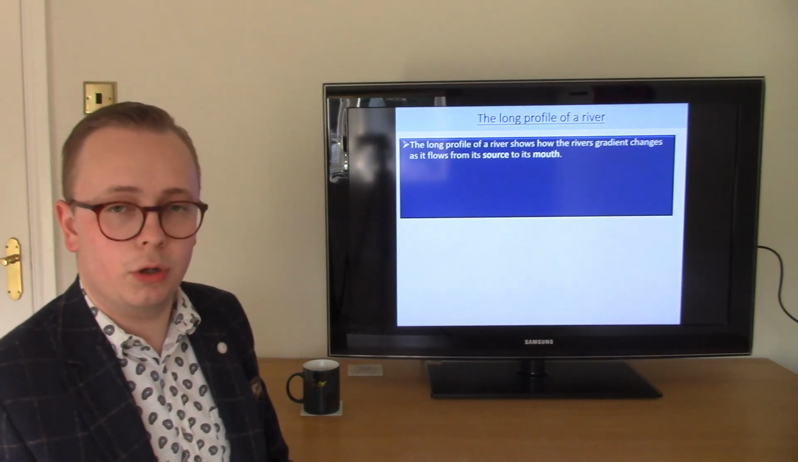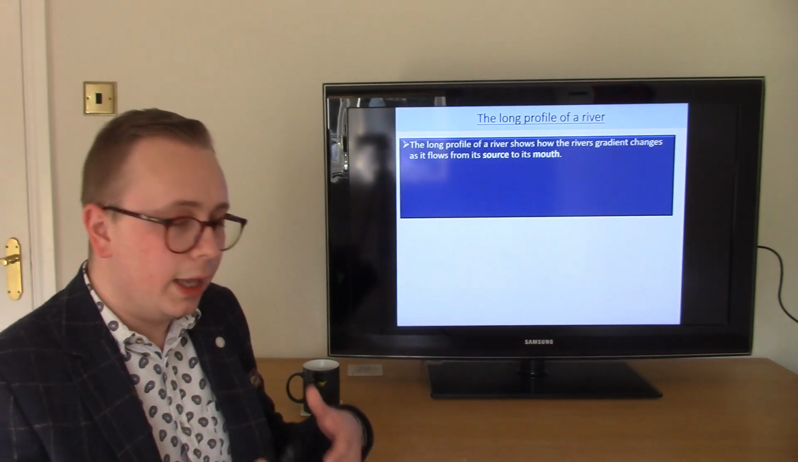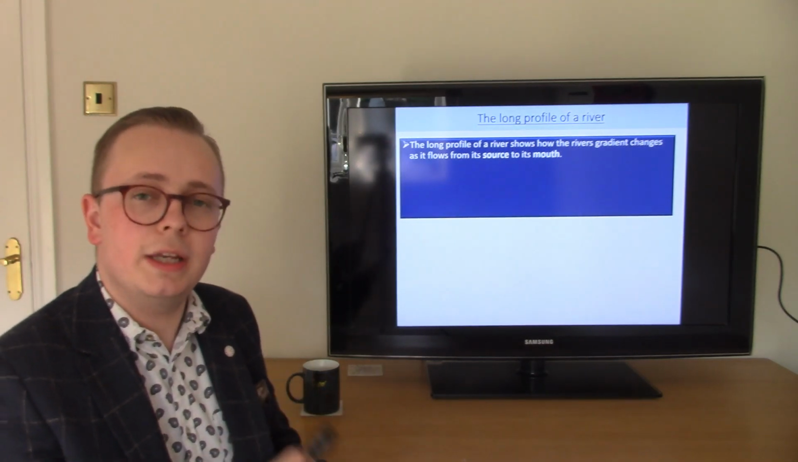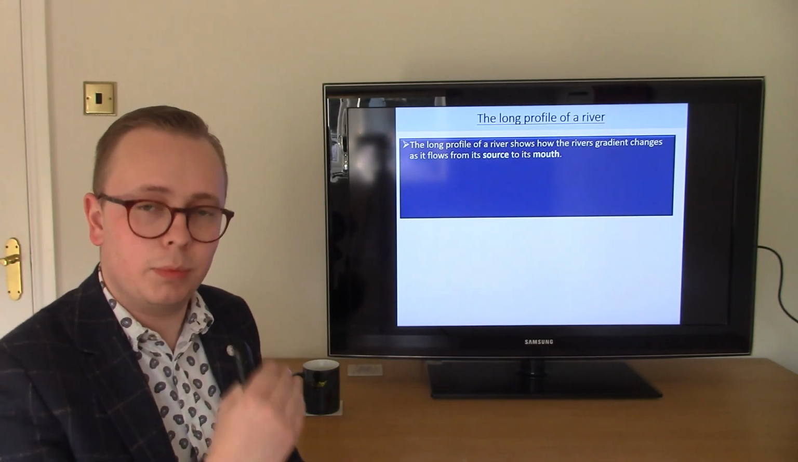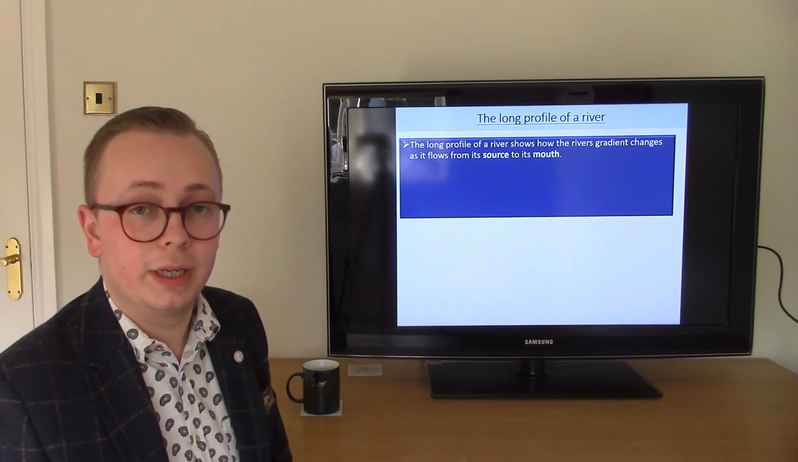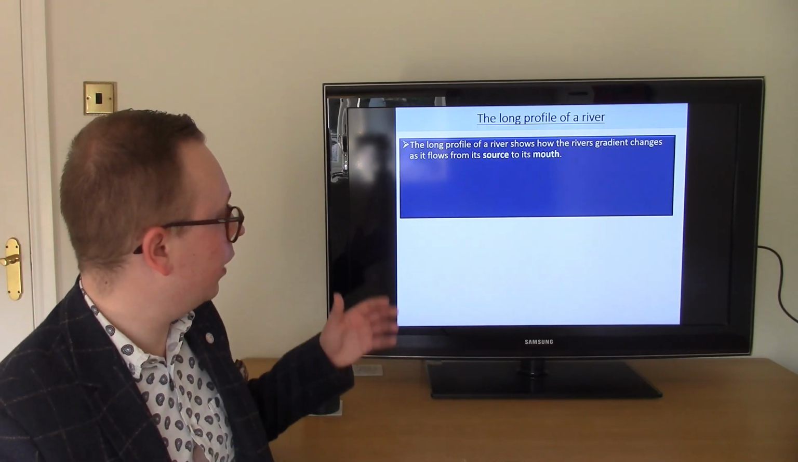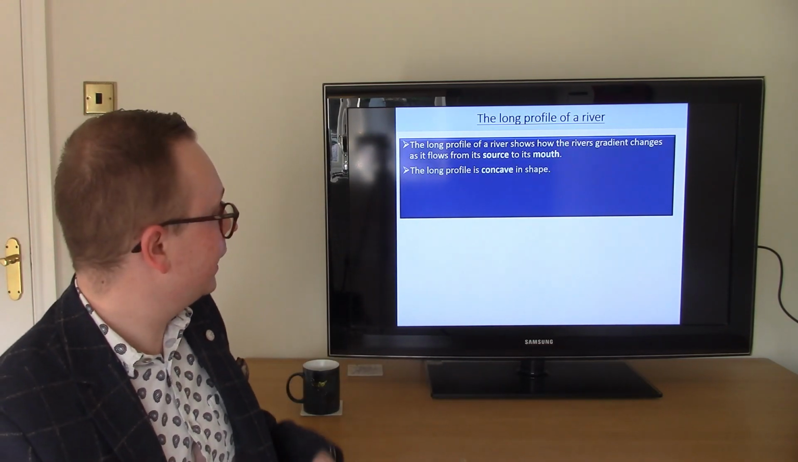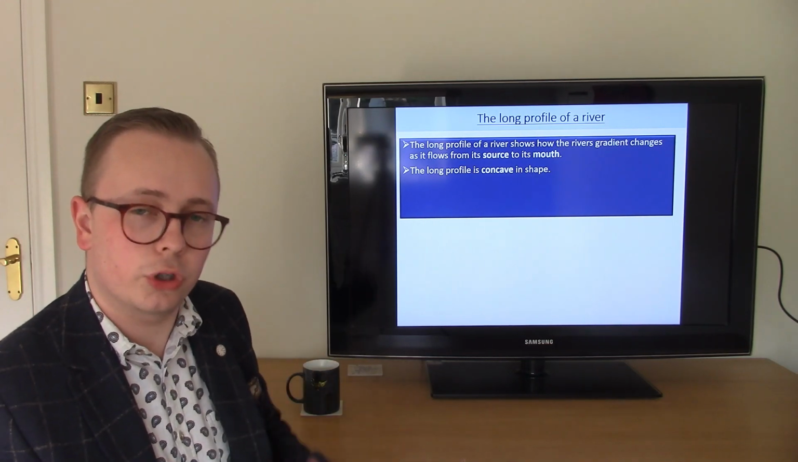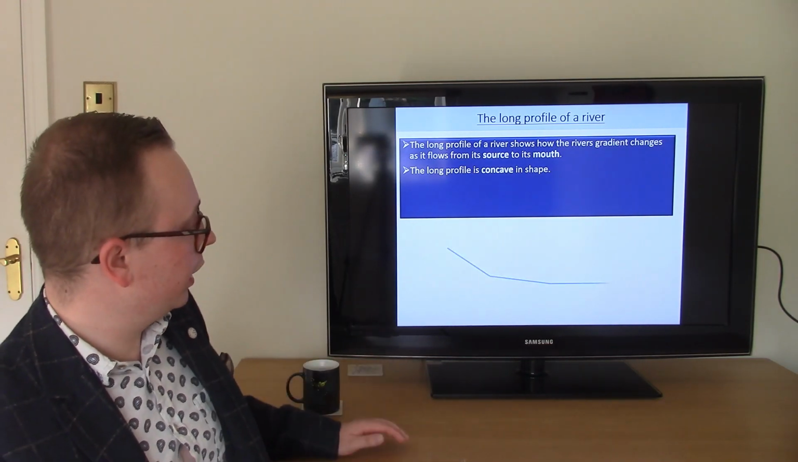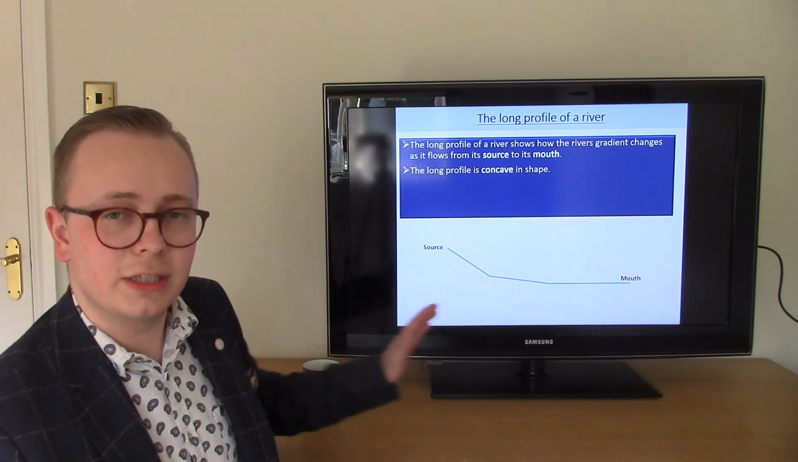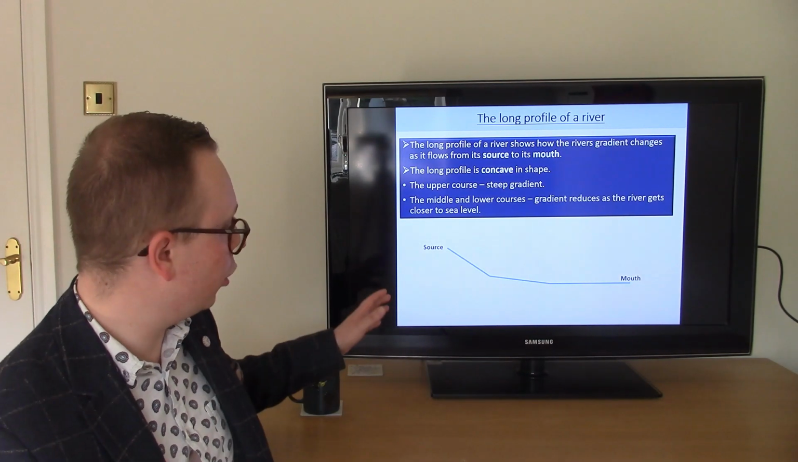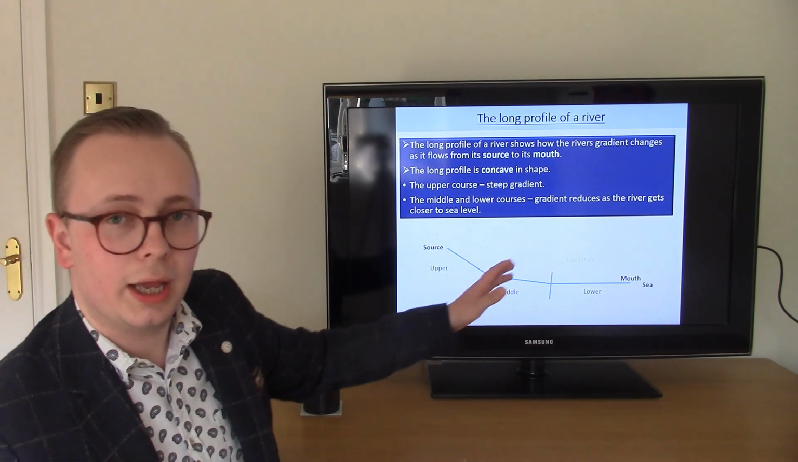So let's talk about the long profile. The long profile shows how a river's gradient changes downstream. It's sort of like doing a line graph showing how height above sea level changes as you move downstream, as the river flows from its source to mouth. Now the long profile is concave or curved in shape, as this diagram now shows. And we can separate that gradient into three key areas: our upper course, our middle course and our lower course.